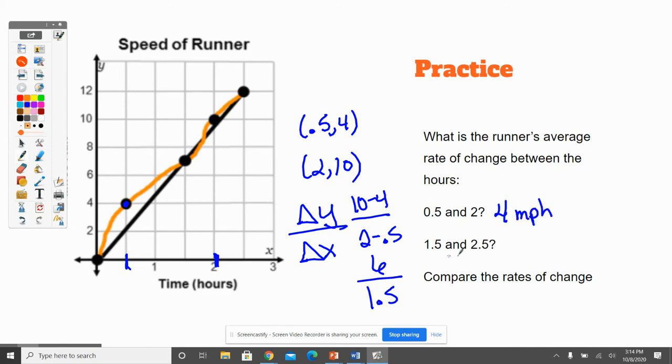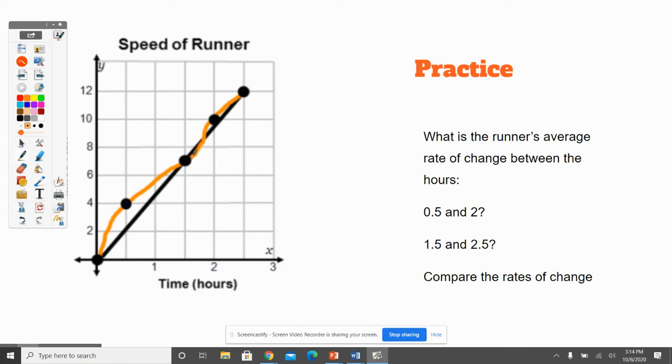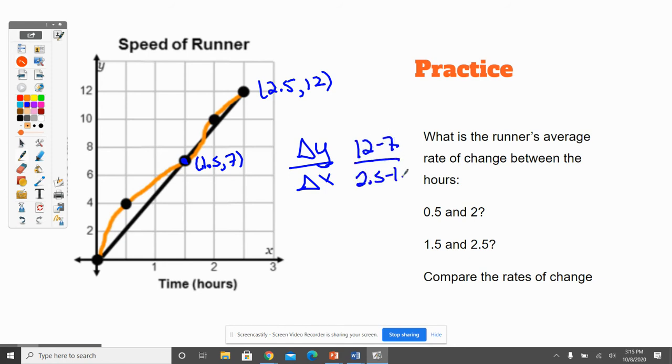What if you would have picked 1.5 and 2.5? Well, 1.5 is happening right here. It looks like at 7. And 2.5 is at 12. So we'll do the delta y over delta x again. The change in y would be 12 minus 7 over 2.5 minus 1.5. And that would be 5 over 1, or 5 miles per hour. Make sure when you're using your points, you always go from one point to the other, one point to the other. You can't jump back and forth.